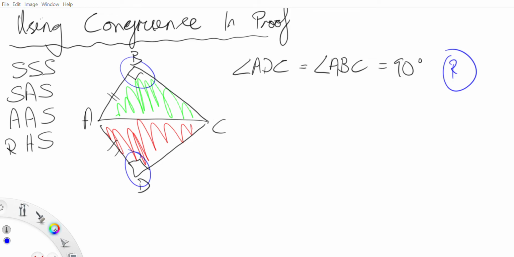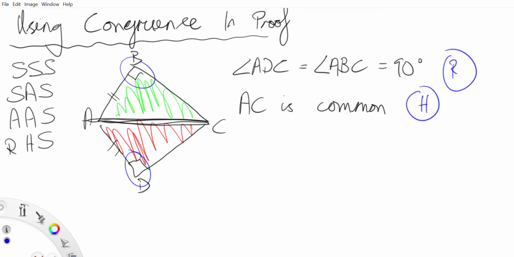The next question is, is the hypotenuse the same? Okay, so we would say this here is the hypotenuse. That's A to C. A to C is the same on both triangles. It's common. It's shared between the green triangle and the red triangle. So that is our H. Both have the same hypotenuse.